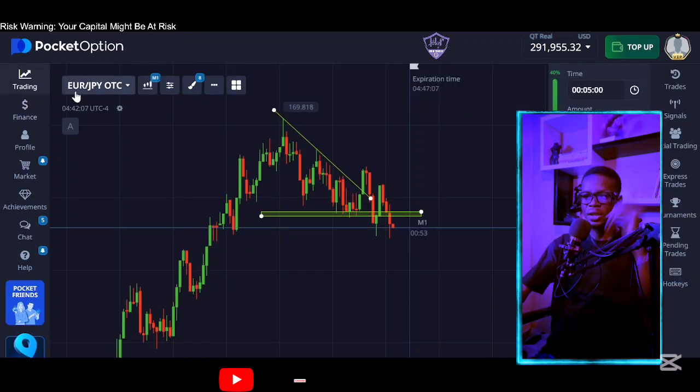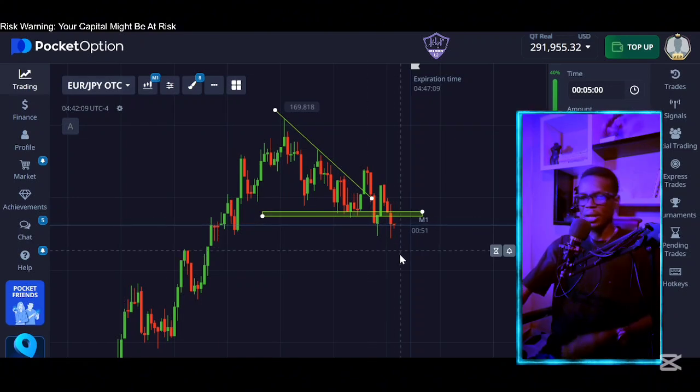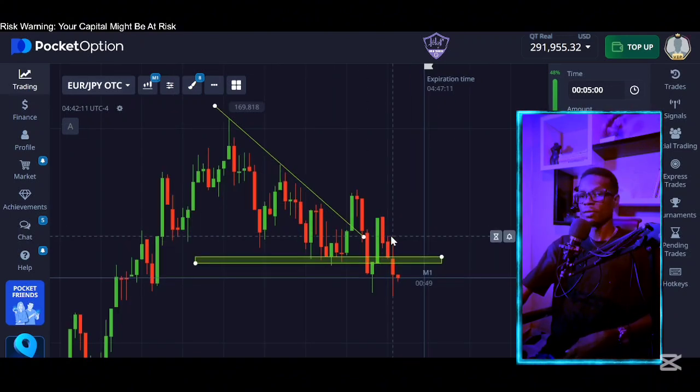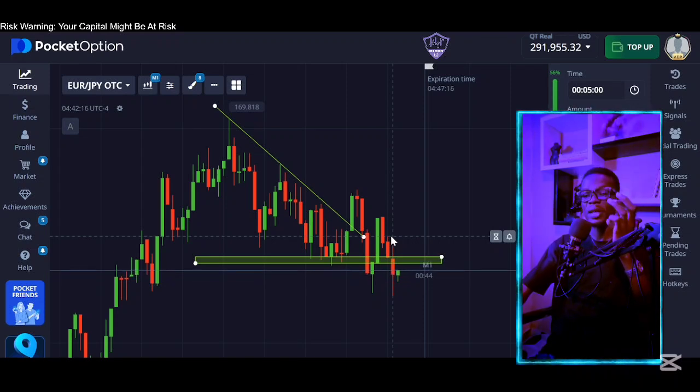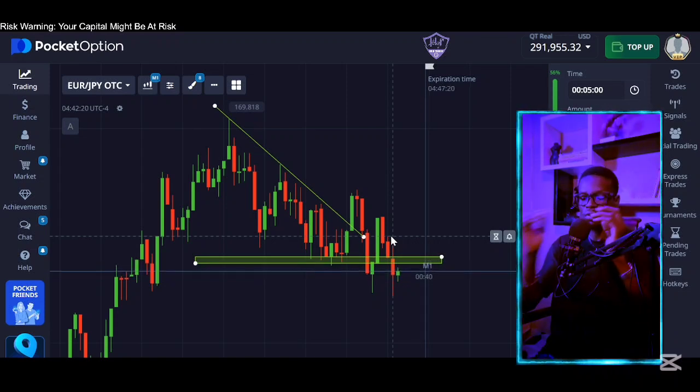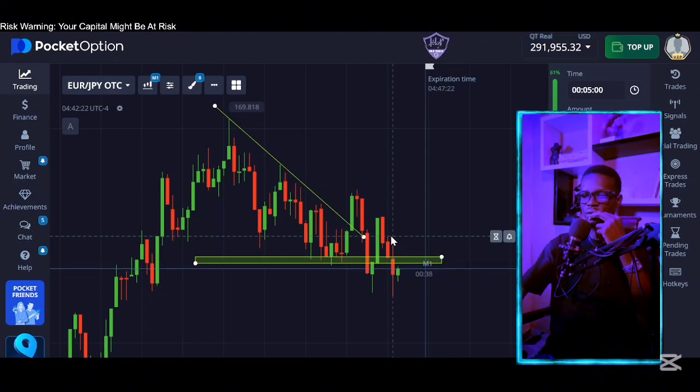So pay close attention to this chart. This right here is the Euro JPY currency pair. I trade this a lot. This is a beautiful currency pair. It's very beautiful. The Euro pairs and the dollar pairs are very beautiful. They are more stable, so you can always trade those type of pairs.